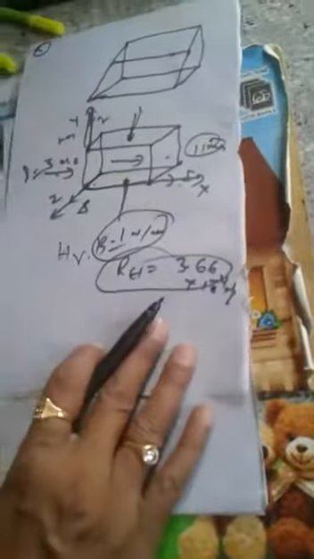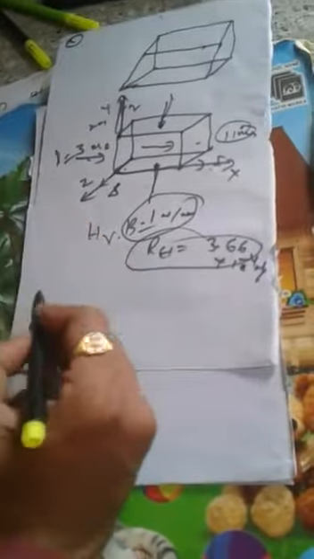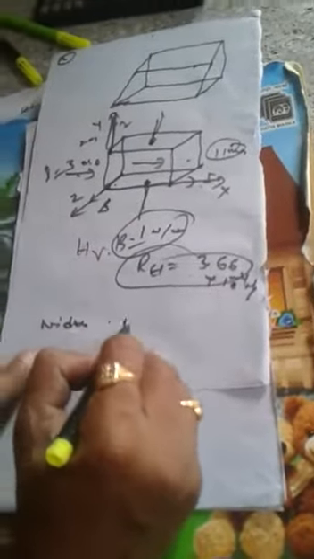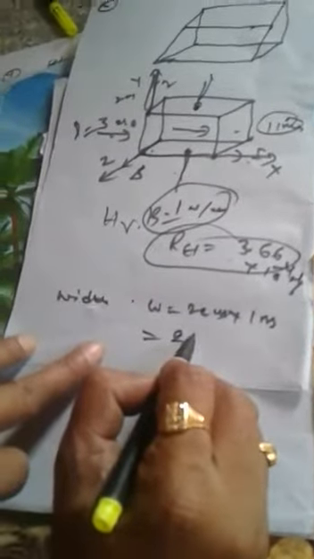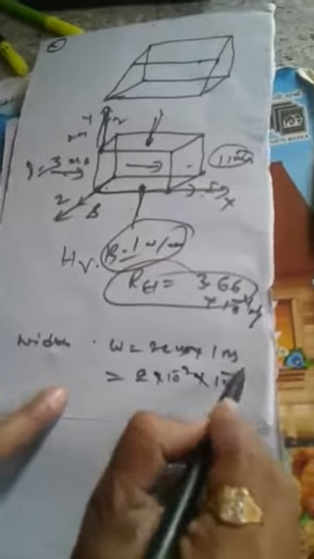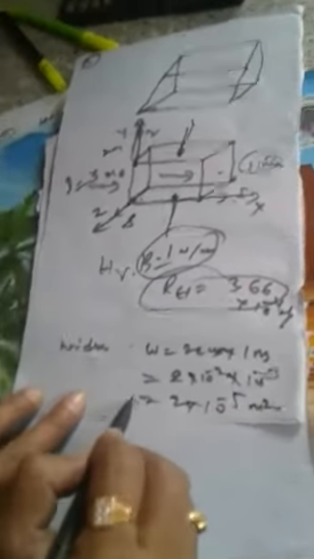So by these values, one by one we will simplify. The area of the sample cross-section, W, is equal to 2 centimeter into 1 millimeter. 2 centimeter is 2 into 10 to the power of minus 2 meter, and 1 millimeter is 10 to the power of minus 3 meter, so this will be 2 into 10 to the power of minus 5 meter square. This is the sample area.